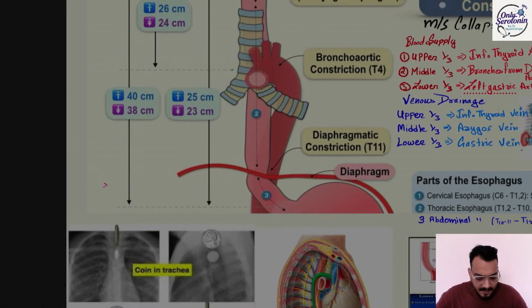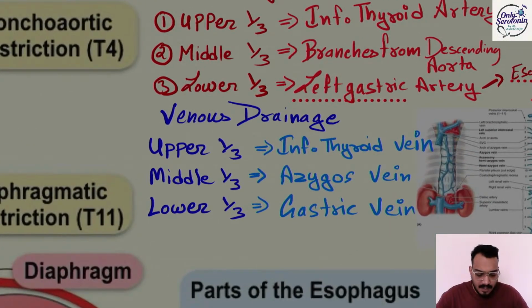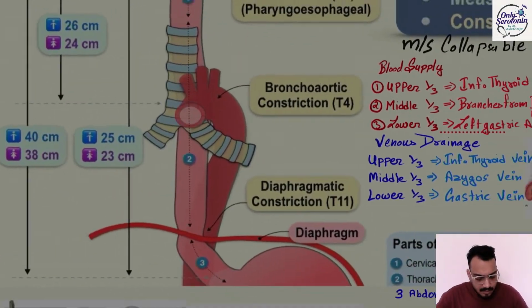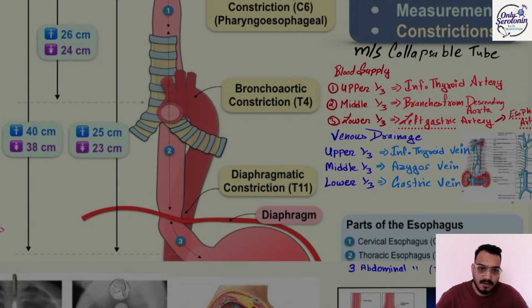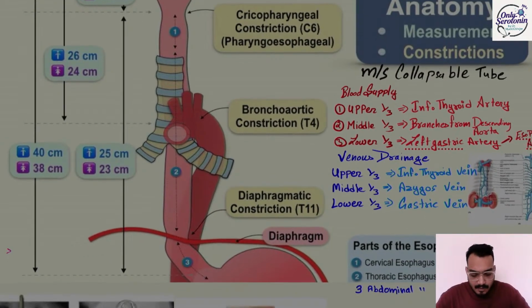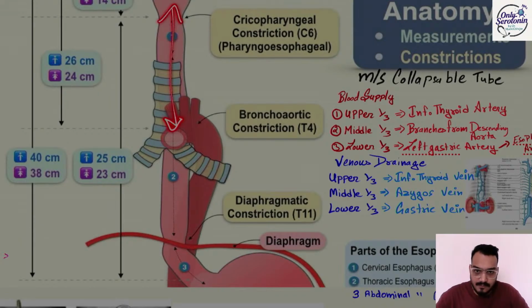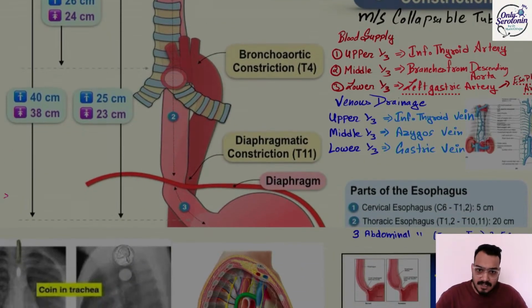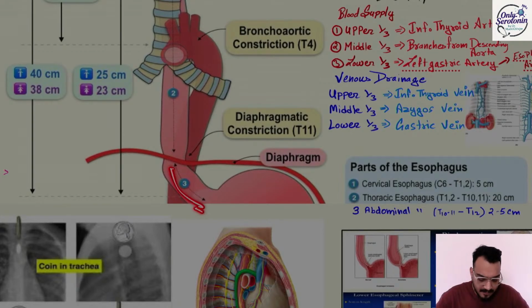Now, if someone is asking you, sir, we know about the constrictions, but how will we divide the esophagus into parts using these constrictions? From the first constriction till the second constriction, it is the first part of the esophagus. From the second constriction till the third constriction, it is the second part of the esophagus, and below the diaphragm, it is the third part of the esophagus.